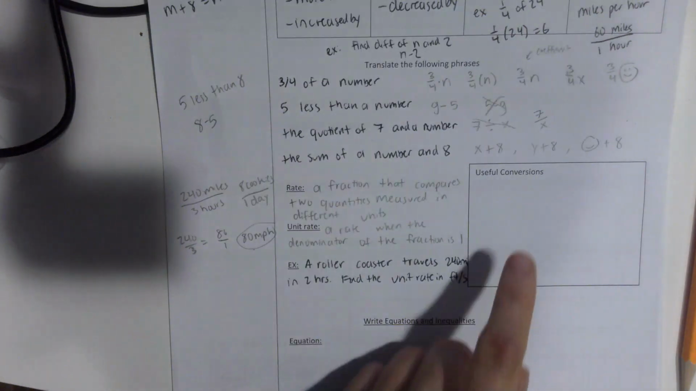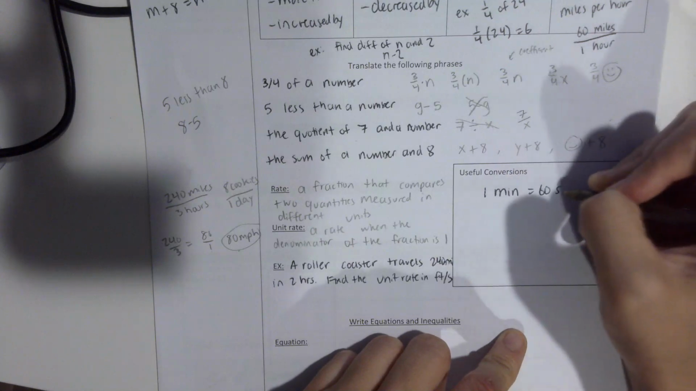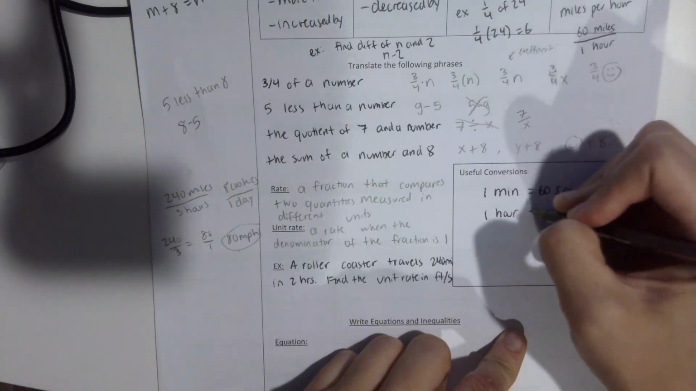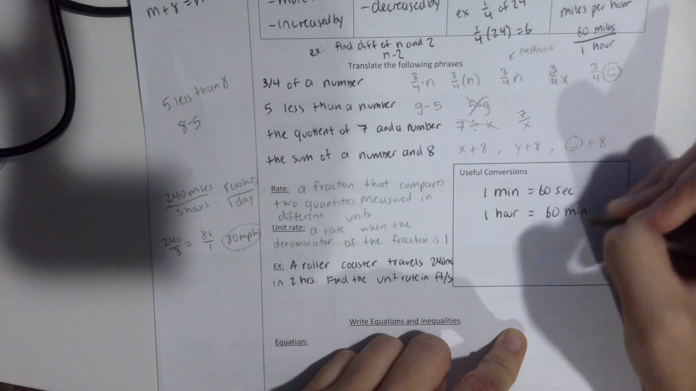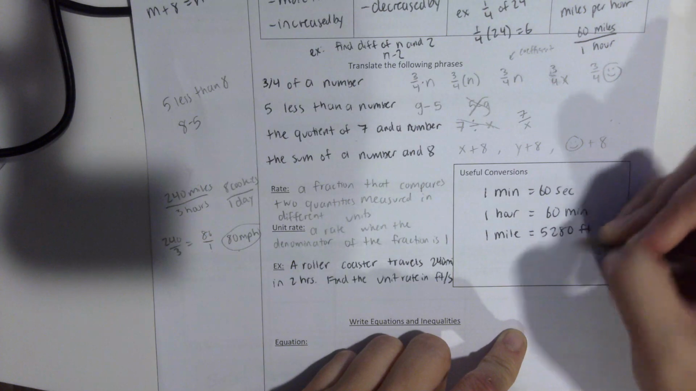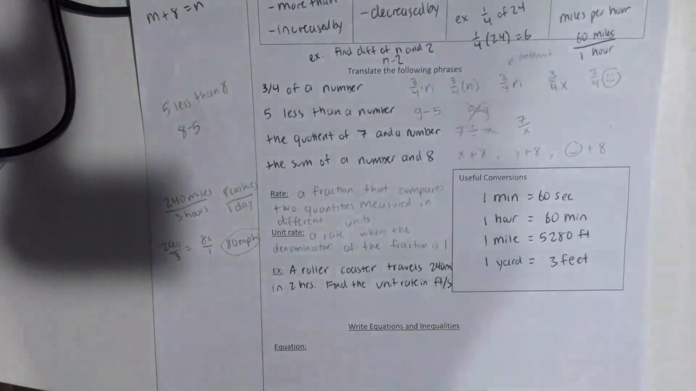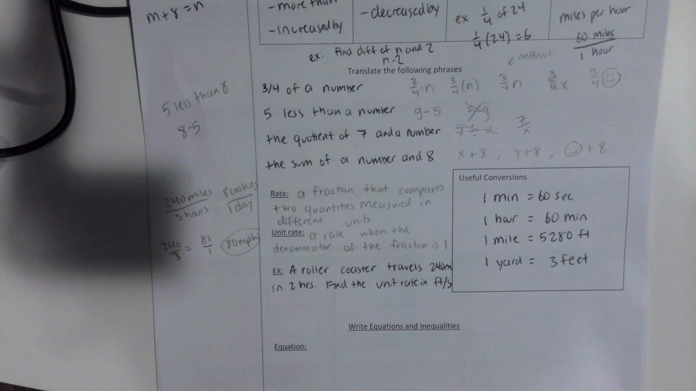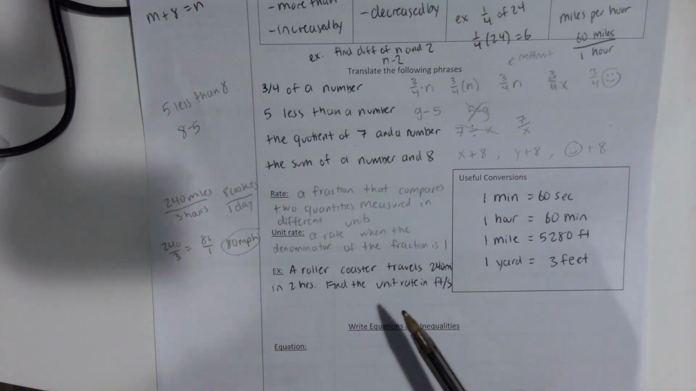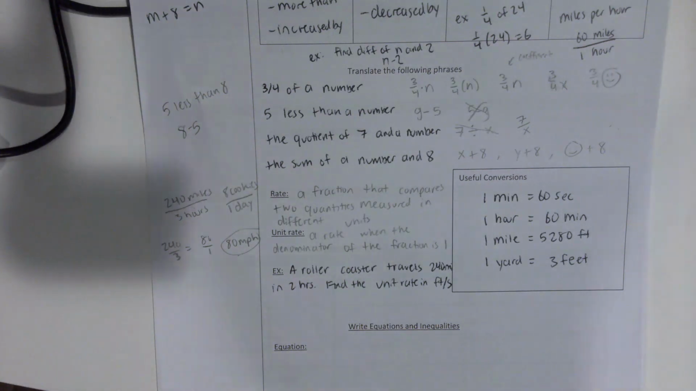So over here we're going to have some useful conversions. 1 minute equals 60 seconds. 1 hour equals 60 minutes. 1 mile equals 5,280 feet. 1 yard equals 3 feet. So it's useful to have these conversions so that you can switch between units. And you do this a lot in other classes. Like, you switch units a lot in chemistry. So it should be a similar process, a review, hopefully.